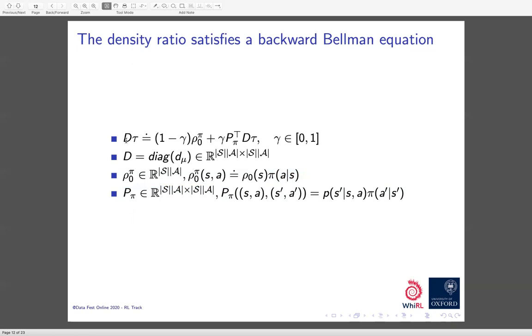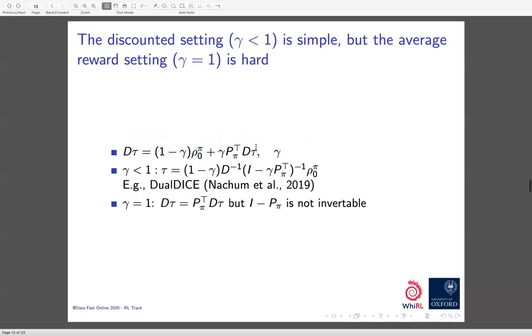Then we combine them together, we have this equation. And this equation holds for both gamma smaller than 1 and gamma equals to 1. We need to discuss two different settings separately. The first setting is the discounted setting where gamma is smaller than 1. And the second setting is the average reward setting where we consider gamma equals 1.